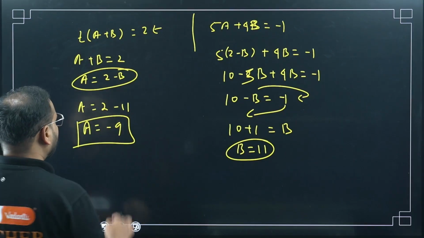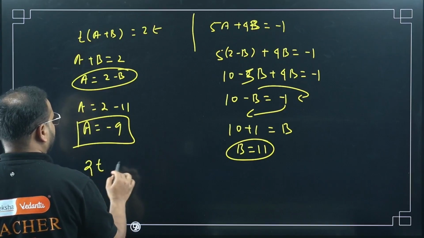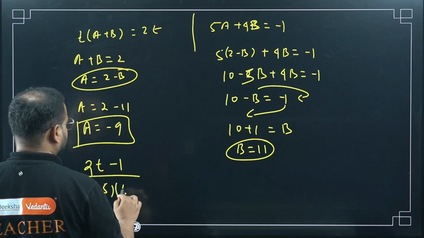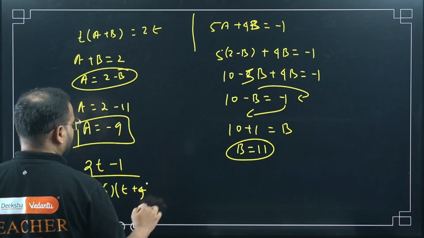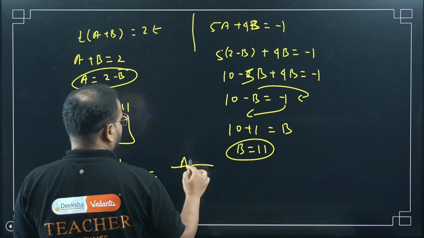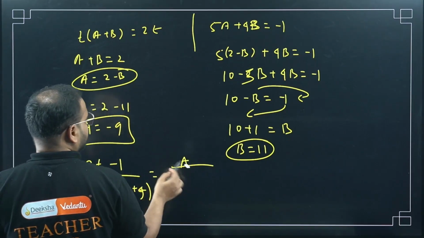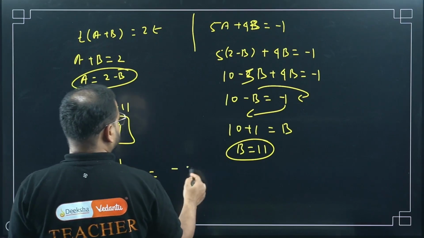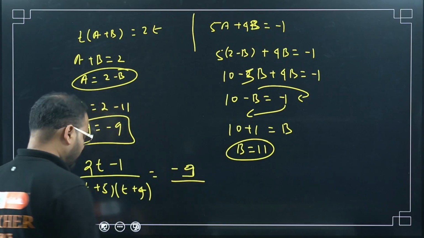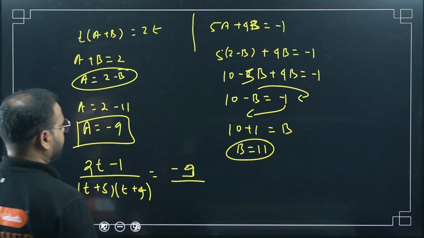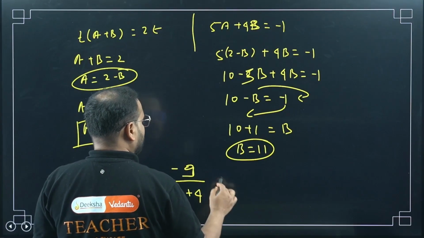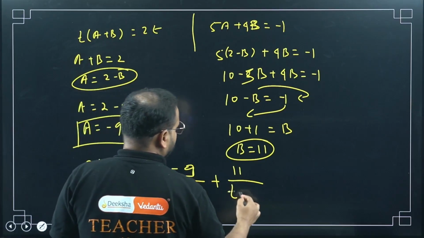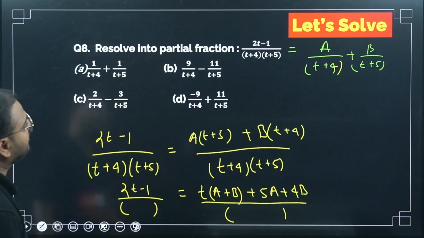What was the function, if you remember? It was given by 2t minus 1 upon t plus 5 and t plus 4. So that equals a upon t plus 4. What did I get my a as? My a value is minus 9. So minus 9 upon t plus 4, and plus, what is b? 11 upon t plus 5. Any option like this? Please check.